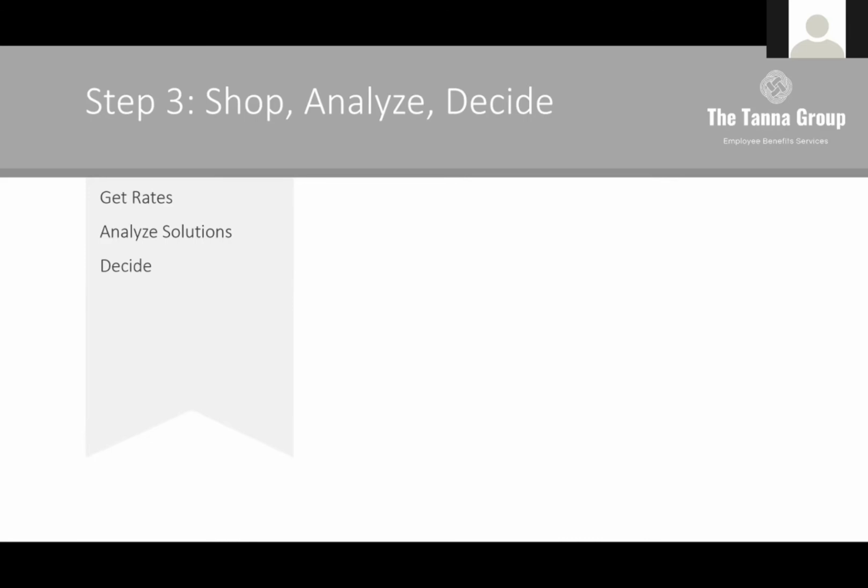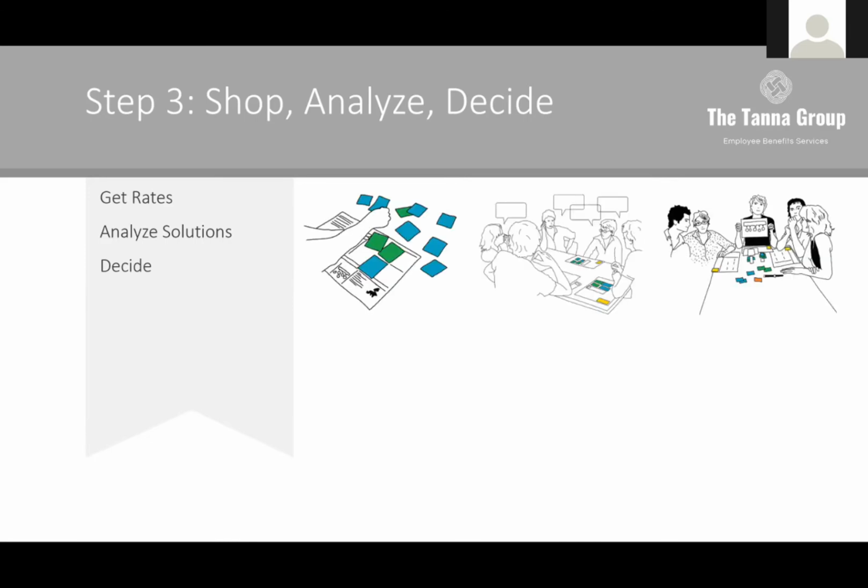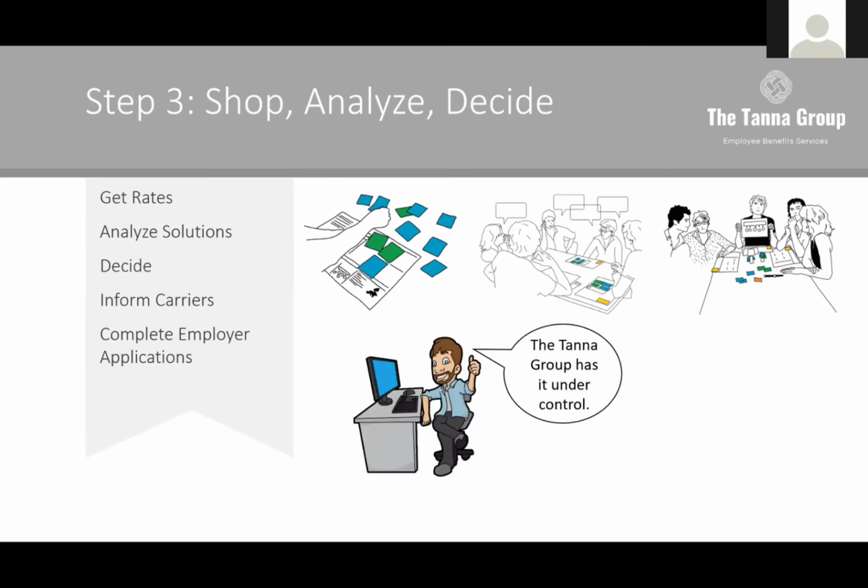Once we get all the rates back from carriers, we consolidate that info and schedule a meeting to discuss options with you. The TANA group will provide a recommendation to you and answer any questions you have about the plans. And together we'll decide on the carriers and inform them appropriately. The carrier will then begin the employer application process.